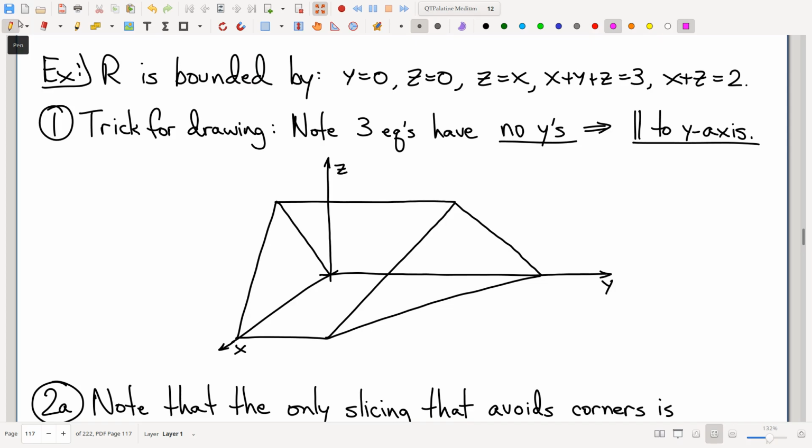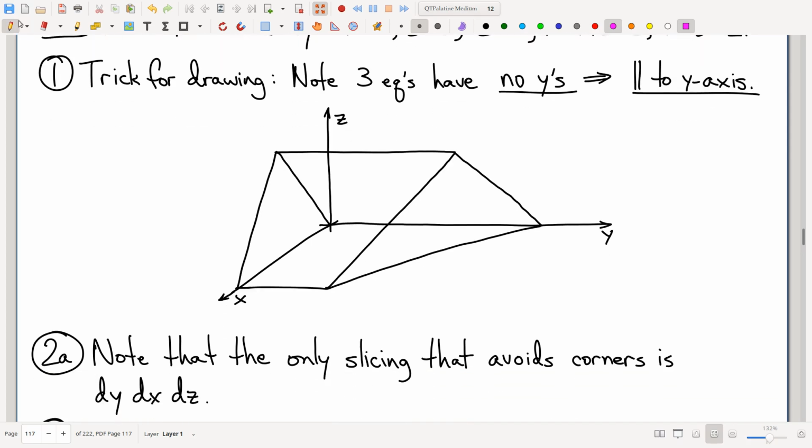This one is a tricky slicing. And of your 6 options, this is the only way to do it that doesn't slice through corners. Now, you gotta watch out for this kind of thing. This is the nature of the world, right?